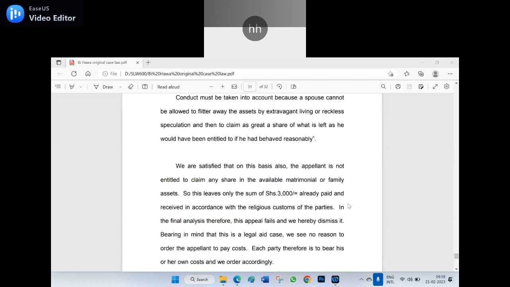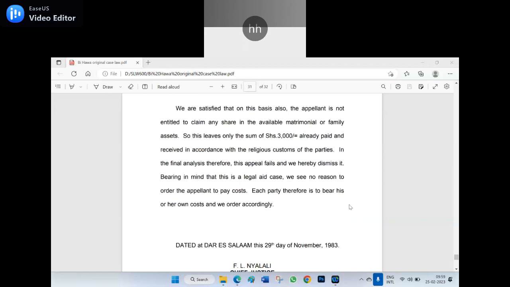So, this leaves only the sum of 3,000 already paid and received according to the religious custom of the parties, and bearing in mind that she is a legal aid case, we see no reason to order her to pay costs.